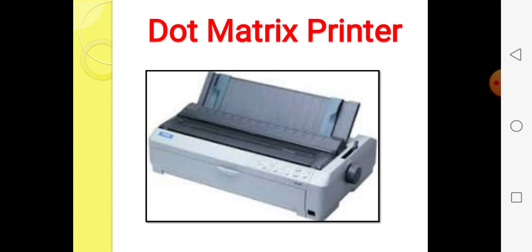The speed of this printer is given in characters per second. Suppose one character takes 1 second. Suppose the word apple: for A it takes 1 second, for P another 1 second. So for one character it takes 1 second. It's called CPS, characters per second.